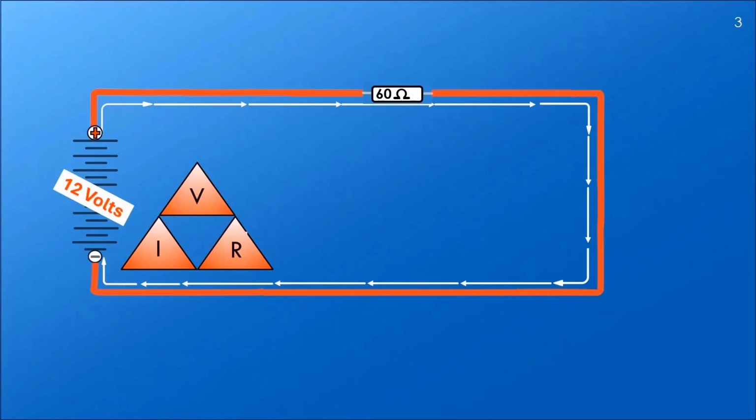If you were to cover the V like this, the pyramid reveals I alongside R. This tells us that V equals I multiplied by R. If we now want to know how to calculate the current, we find the formula by covering the I. Now the pyramid reveals the V over R. So I equals V divided by R. And finally, if we were to cover the R for resistance, the pyramid reveals the formula, and that is R equals V divided by I.